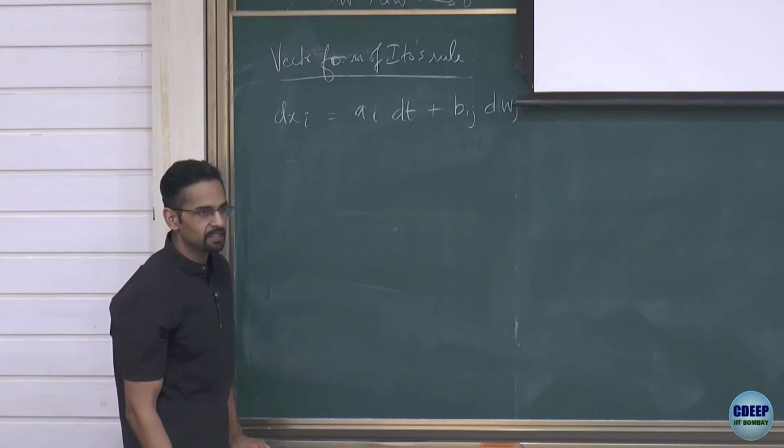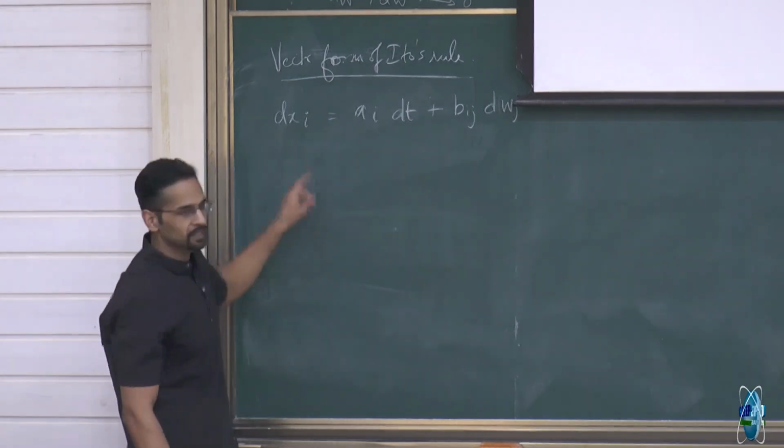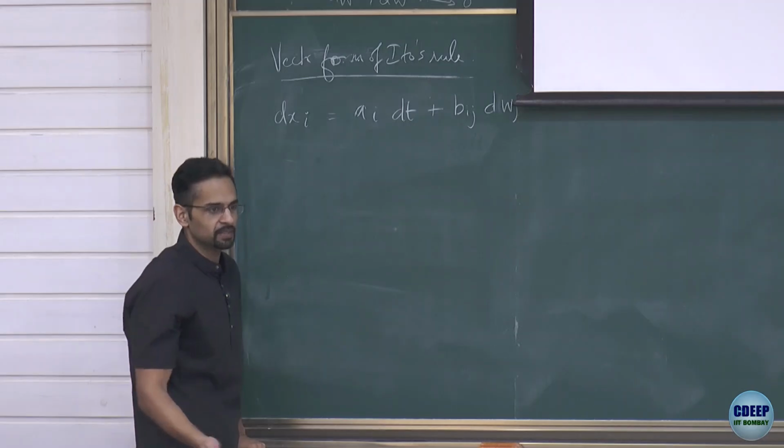So if B_ij is diagonal, it would be like saying, okay, each Wiener increment only drives the corresponding X process, right? But I can, of course, combine the Wiener increments in some way.